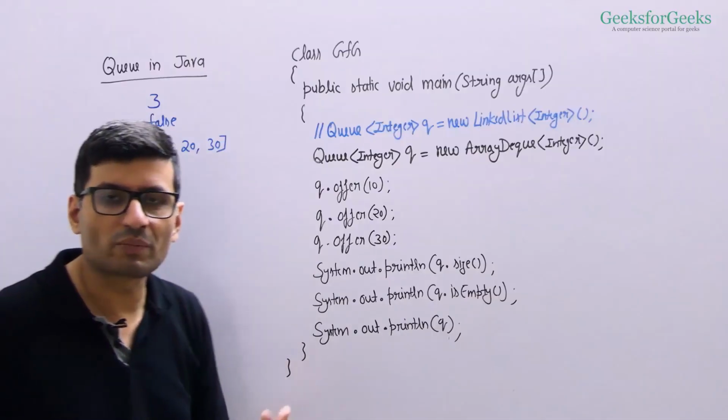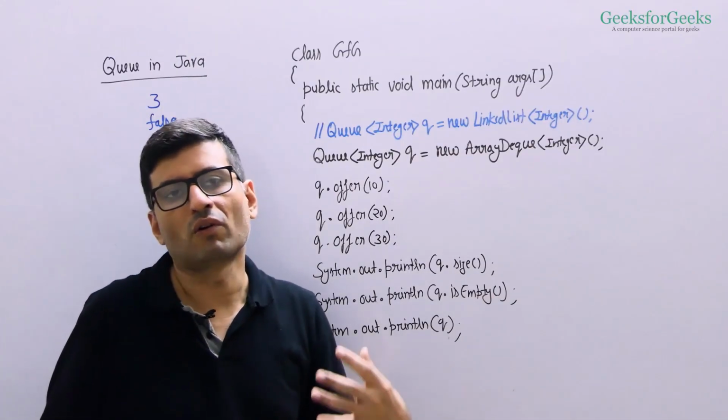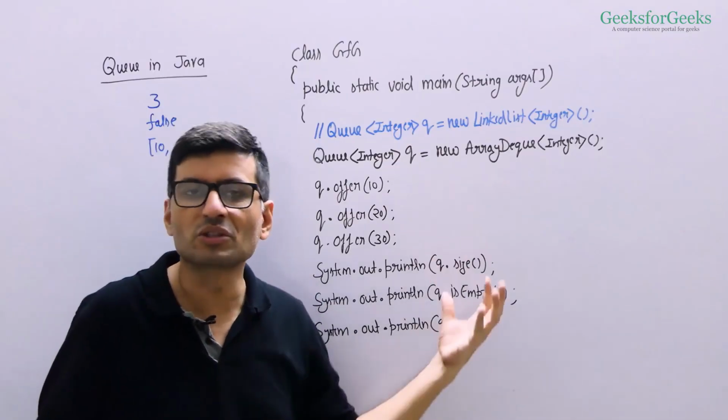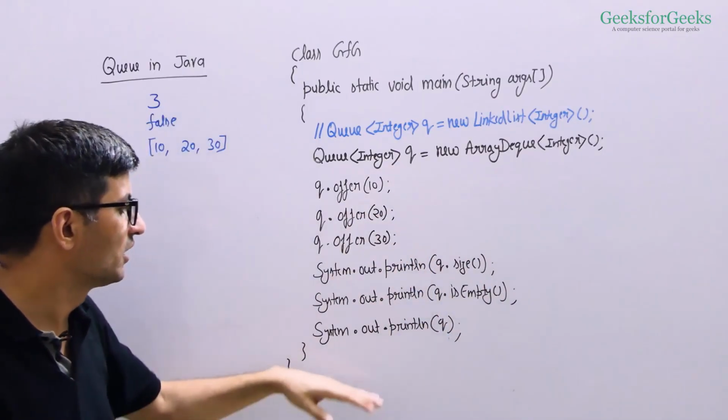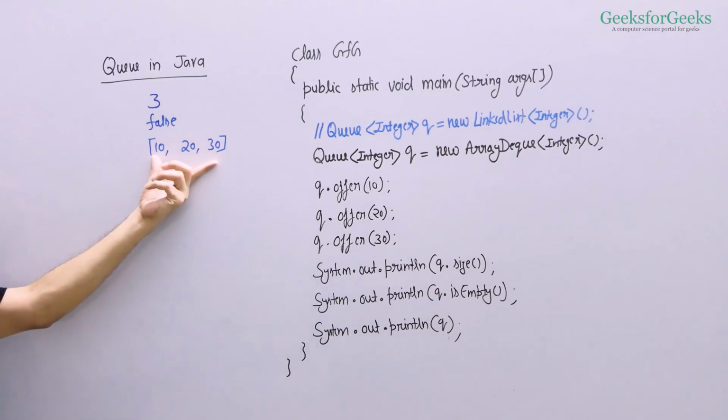The isEmpty function is also part of the Collection interface. If you call isEmpty, you are going to get false as a result, because this queue is not empty. It has 3 items. Now if you print the queue, you will get the items of the queue: 10, 20, 30.